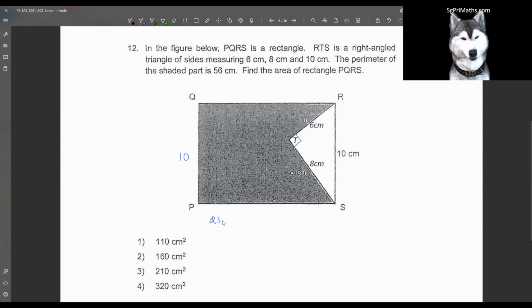So QR plus PS equals 56 minus 10 minus 6 minus 8. This will give us 56 minus 10 is 46, 46 minus 6 is 40, 40 minus 8 is 32 cm. Since QR equals PS, that means QR equals 32 divided by 2, which gives me 16 cm. And then area will be equal to 16 times 10. This will give me 160 cm squared. So the answer is 2.